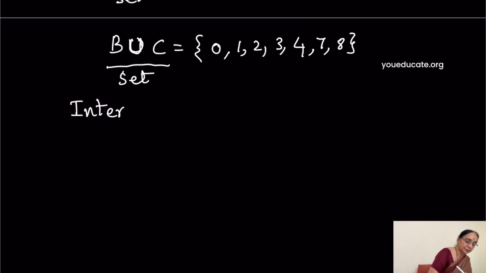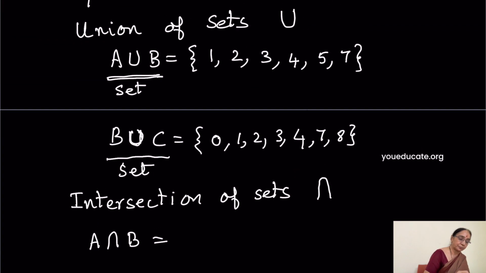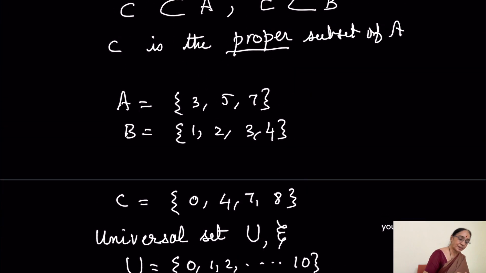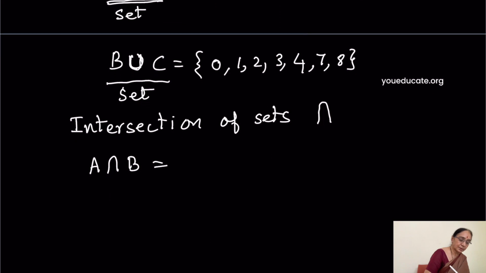Now next is the intersection of sets. Here the symbol is the other way around, upside down of that U. So when I say A intersection B, it is the elements common to A and B. What are the elements common to A and B? You have A as 3, 5, 7 and B as 1, 2, 3, 4. Just one element is common, which is 3. So you write 3. The intersection is the element common.